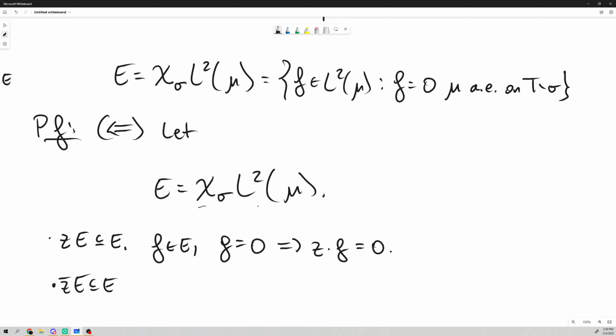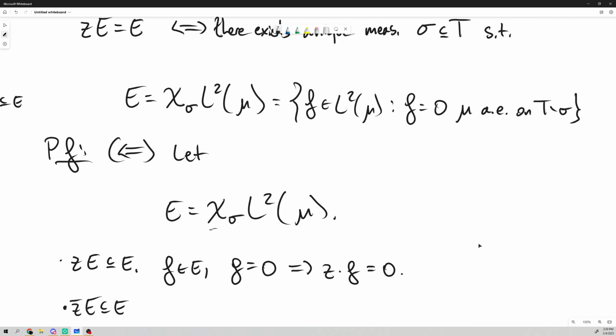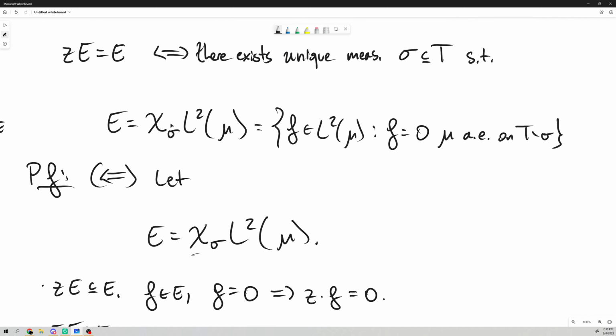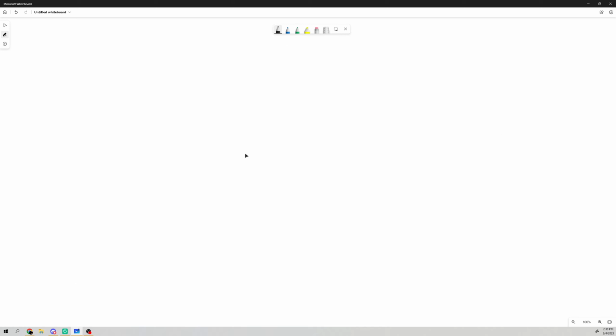The converse is a lot more complicated. So let's talk about the converse. We've proved that if we can represent E as the characteristic function over a measurable set applied to L2, then it's doubly invariant. Now we're going to start off assuming E is doubly invariant. Can we go the other direction? The answer is yes, but it is a little complicated, but I want to go through it.